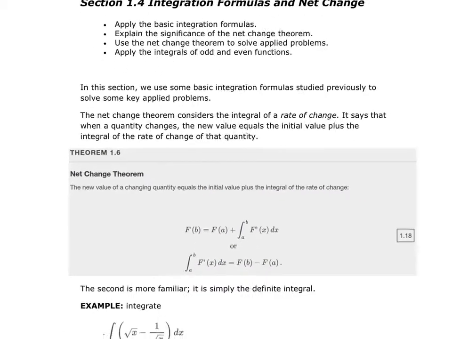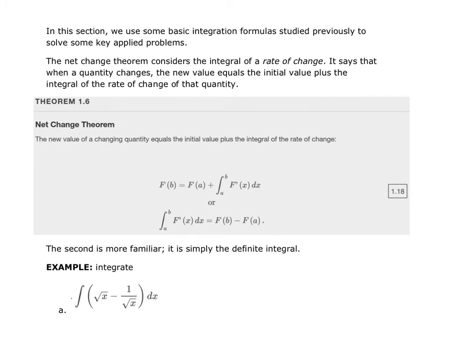There are two different theorems for the net change. The one that we see most of the time is the second theorem, which says when I'm integrating and I have a lower limit of integration and an upper limit of integration, then what I do is I find the antiderivative and then I evaluate it at the upper limit first. So notice how I do the upper limit first, and then I subtract the lower limit.